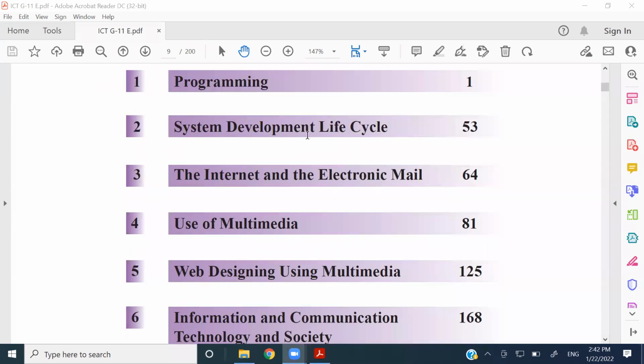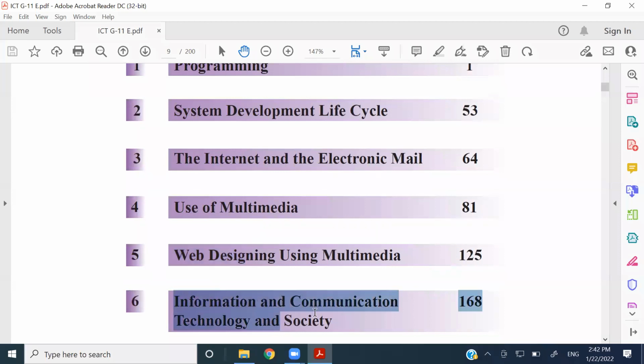So the first lesson is programming. We are going to learn the programming concepts, and create some programs using Pascal. The second lesson is system development life cycle. It's a small lesson. Then the internet and electronic mail, something that you know. Then the use of multimedia, a very interesting practical subject, and web designing. And the last one is information and society, IT and society, ICT and society.